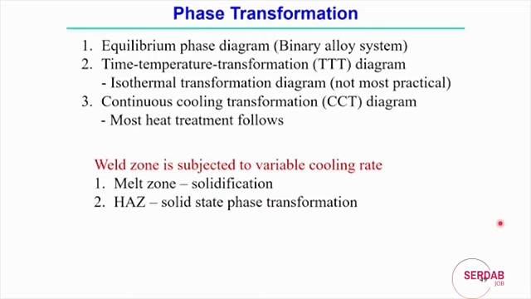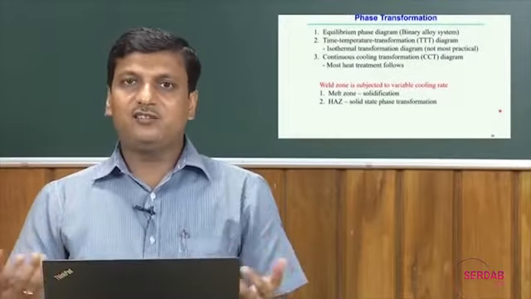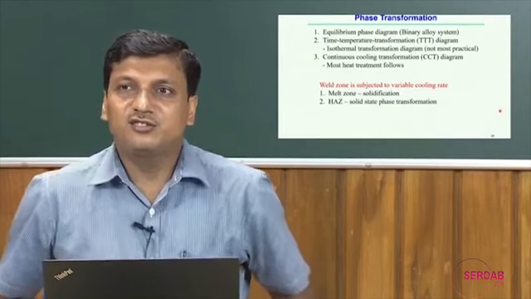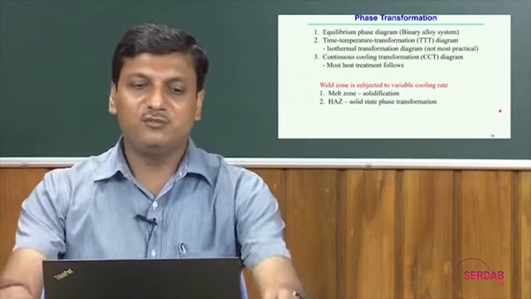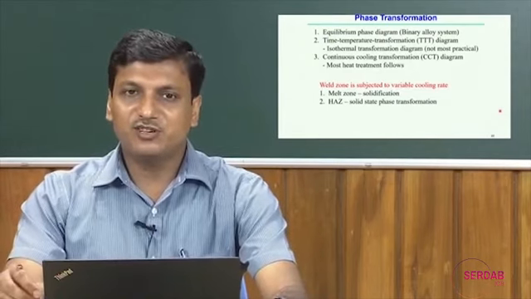We have some idea about the phase transformation, that means there are three different ways we represent the phase transformation diagram in the case of metallic materials. First is the equilibrium phase diagram. Normally, we try to represent the binary alloy system. So, assume that the material consists of two alloy elements, and we can draw the equilibrium phase diagram for this alloy.